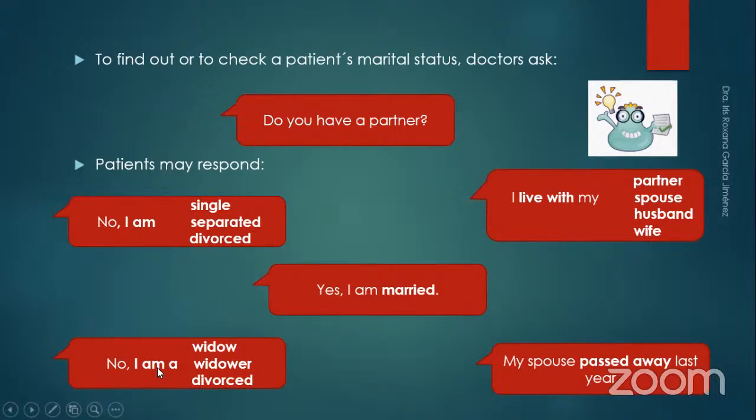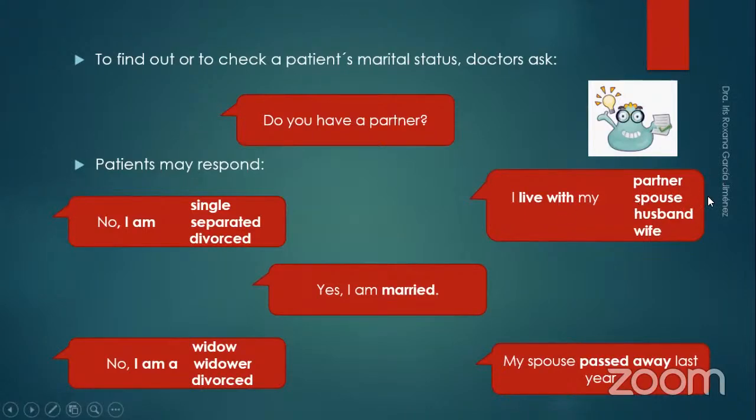Another way. No, I'm a widow. No, I'm a widower. No, I'm divorced. You see, again, 3 questions, 3 possible answers. The easiest one, yes, I'm married. It's not important if I'm married with a husband or wife, but we have other ways to make this answer. I live with my partner. I live with my spouse. Could be husband or wife. Spouse is the same, it's general.